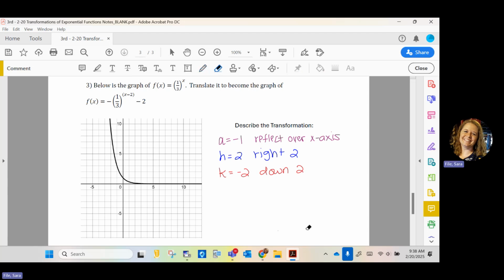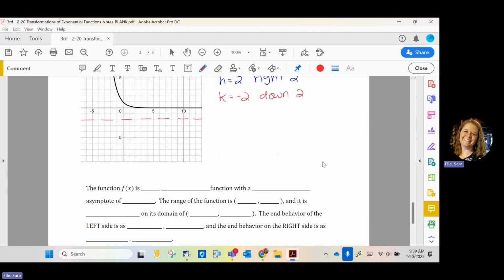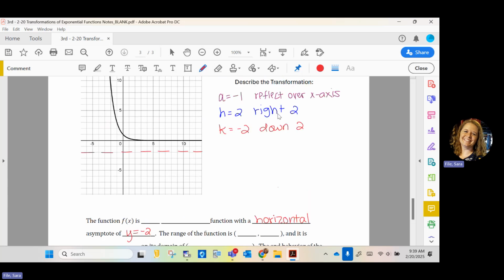So now let's draw it. -2 is my k. That's where my asymptote will be. So I'm going to start with my asymptote at -2. Okay, we can go ahead and fill that in down here. y equals -2 is my horizontal asymptote. Now, before I even sketch it, I know that this graph is reflected. So it started out looking like this. I've got to flip it upside down under the asymptote. So what's the range going to be if it's under the asymptote?